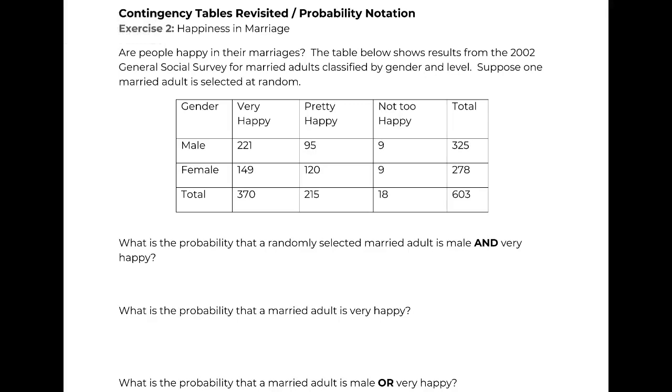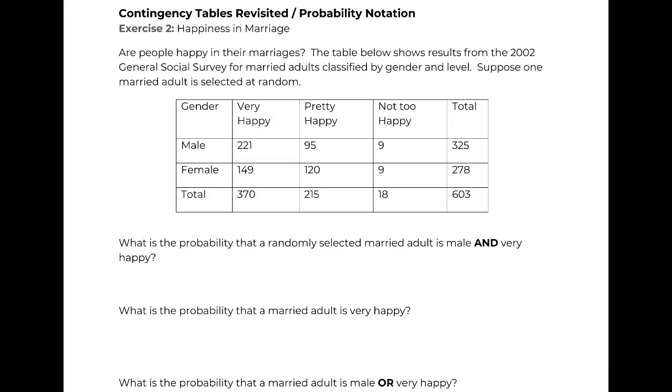All right, so the next thing we're going to talk about is contingency tables. And I just want us to see that probability notation and all the different formats that it can have in part 4 for something we were already familiar with, a contingency table. So we have this contingency table which has gender and how happy people are in their marriage. And then we have some questions.